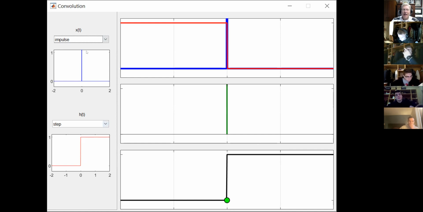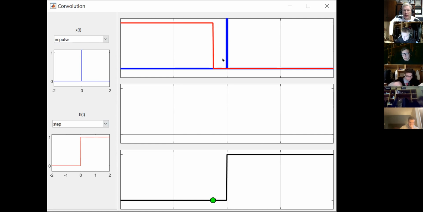It's easy to forget that h of t is a verb. It's the system. It's the thing that changes your input to your output. And for the very particular case when the input is an impulse like we just did, then the output y of t is your impulse response. Because that's what the impulse response really is. It's the response of the system to an impulse. Let's just see why that's true, by the way.